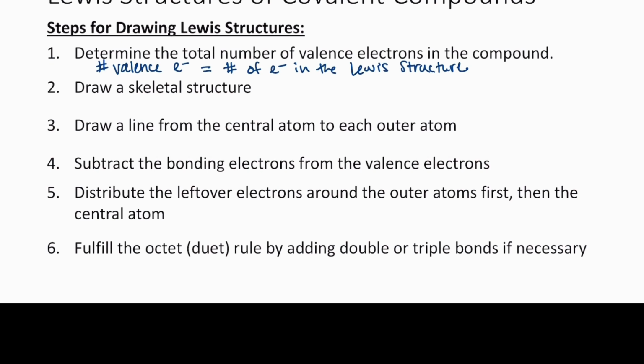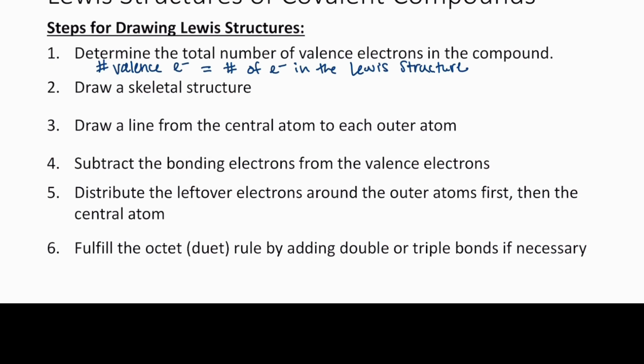I'm telling you, people skip this step all the time, especially as you get more comfortable with drawing out Lewis structures. But if you just double check that the number of valence electrons is equal to the number of electrons in your Lewis structure, you will get rid of a lot of mistakes.